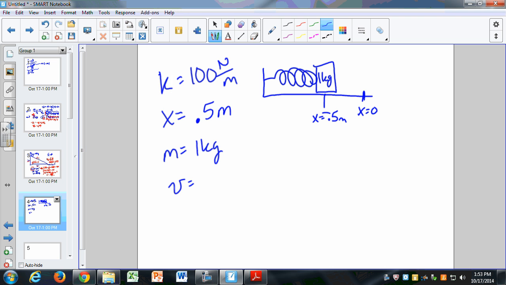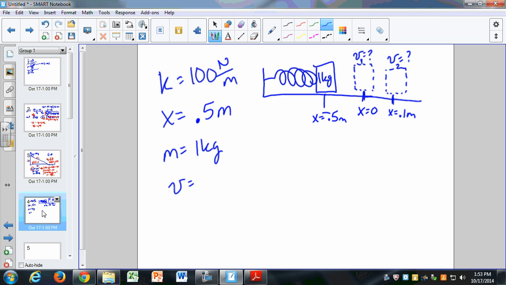And I just want to know, when it comes here, what is the velocity? I could also ask, what is the velocity when it gets here, say at x equals 0.1 meter? What is the velocity there as well? So I'll call this v1, and I'll call this v2. What is v1 and what is v2?